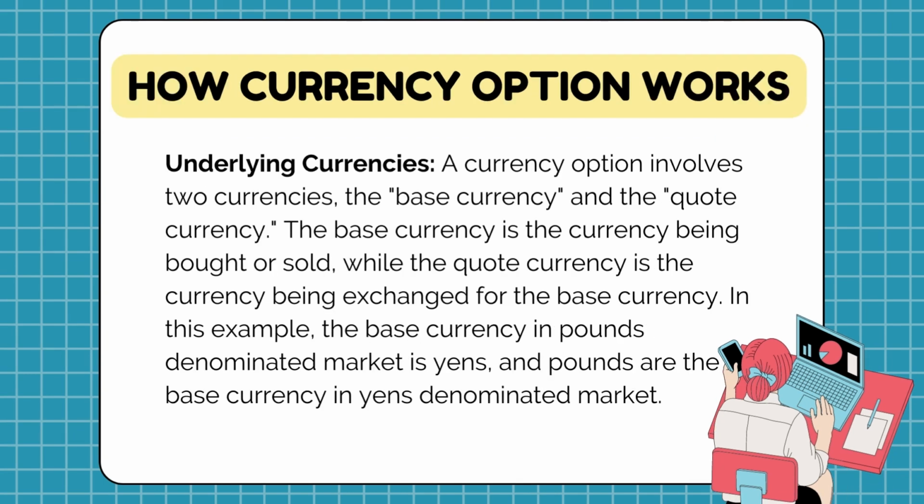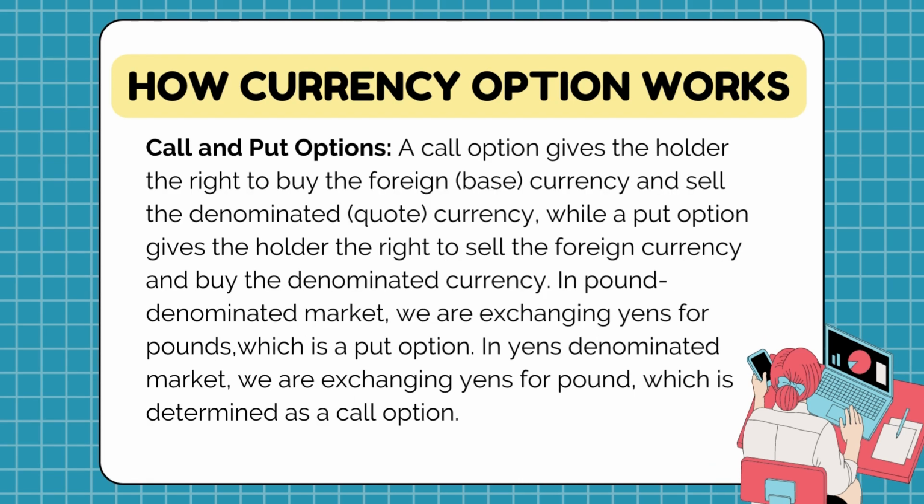Underlying currency: a currency option involves two currencies, the base currency and the quote currency. The base currency is the currency being bought or sold, while the quote currency is the currency being exchanged for the base currency. In this example, the base currency in the pound-denominated market is yen, and pounds are the base currency in the yen-denominated market. Call and put options: a call option gives the holder the right to buy the foreign currency and sell the denominated currency, while a put option gives the holder the right to sell the foreign currency and buy the denominated currency. In the pound-denominated market, we are exchanging yen for pounds, which is a put option. In the yen-denominated market, we are exchanging yen for pounds, which is determined as a call option.